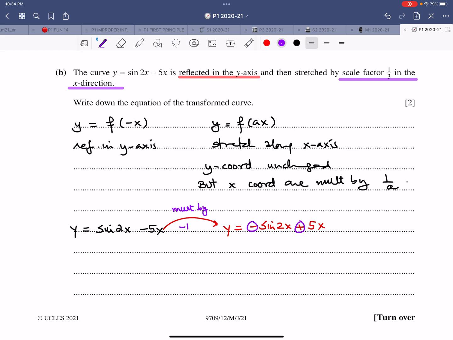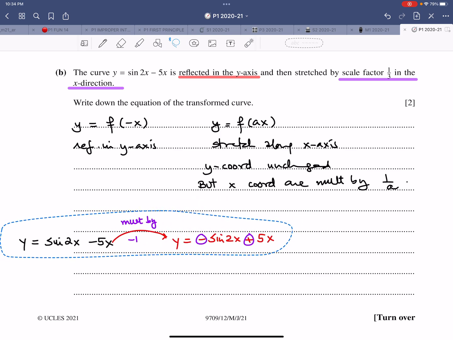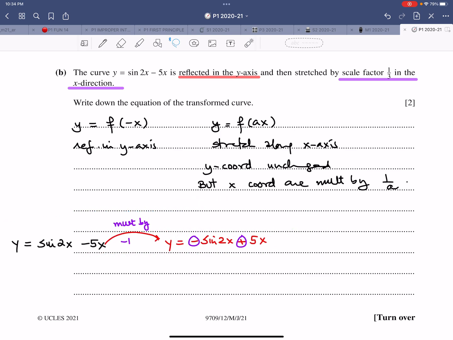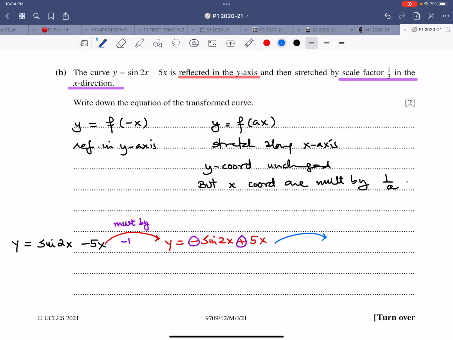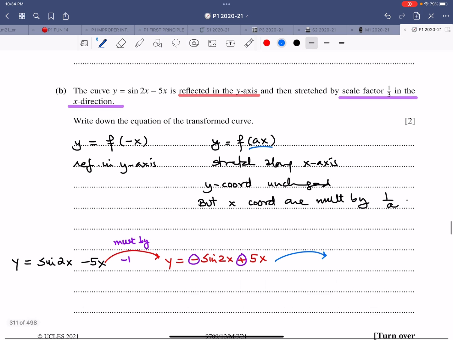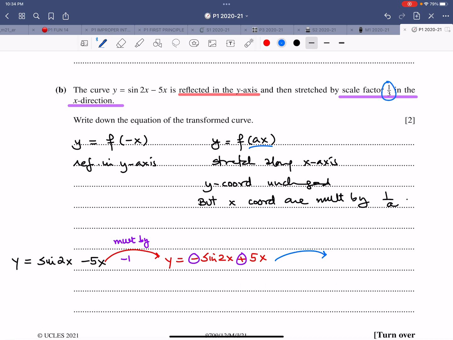Now what else will happen? Let me shift it a little bit to the side. The second thing that would happen is that it is stretched by a scale factor of 1/3. So 1/3 is like 1 over a. In other words, a is 3. So if a is 3, write 3 over here. Therefore y equals negative sine of 6x plus 15x. That is the answer for this particular part.